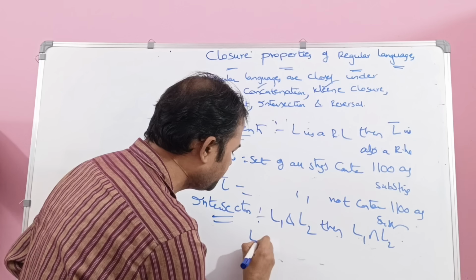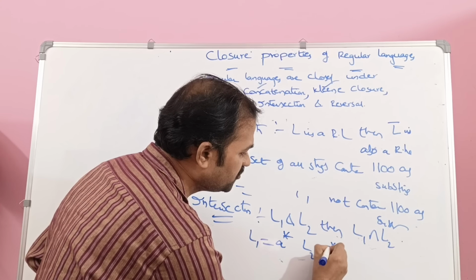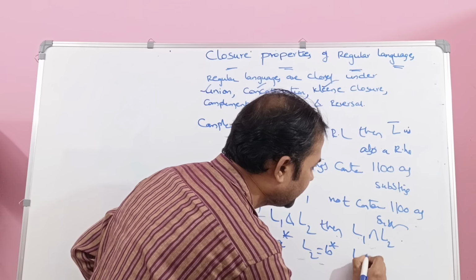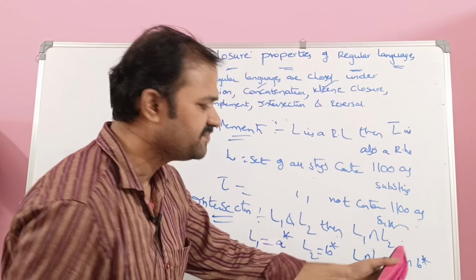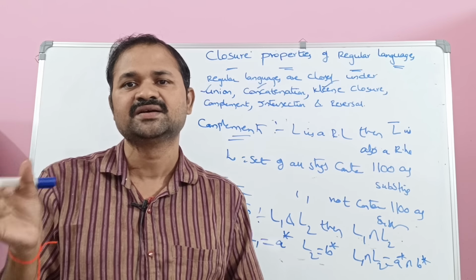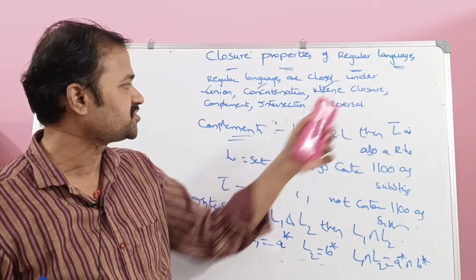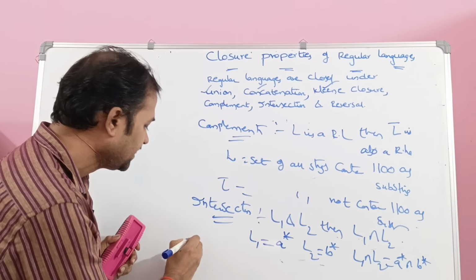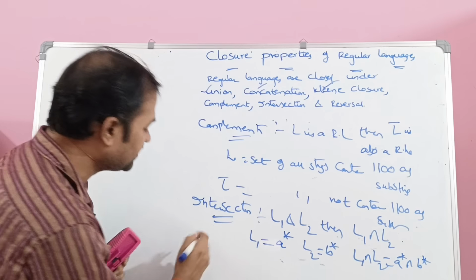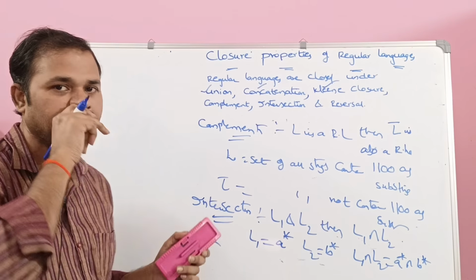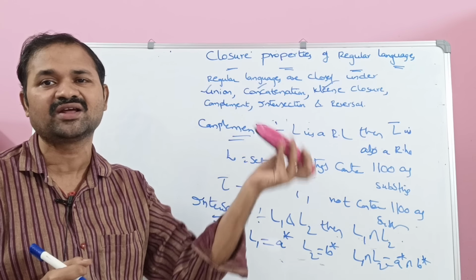Let us take the same example as union and intersection. Let L1 be equal to a star, L2 equal to b star. Then L1 intersection L2 is equal to a star intersection b star. Then we will get some result, and that result will also be a regular language. Let us see the next one, reversal. If L is a regular language, then the reverse of that language, denoted by L power R, is also a regular language. L power R means reverse of L.